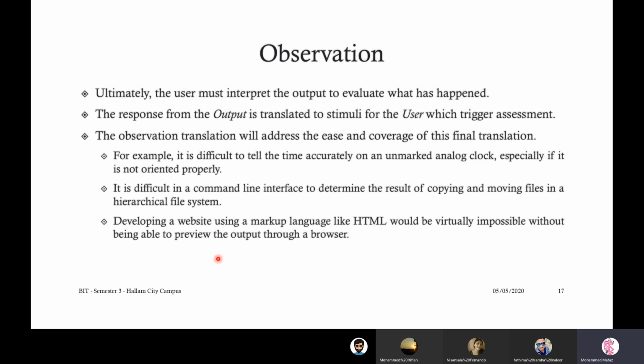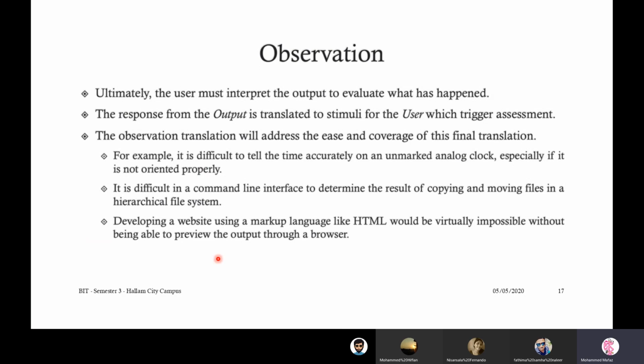Similarly, from the user's point of view also, it will be very difficult if they observe something different very late, right? So this is what explains the observation part.